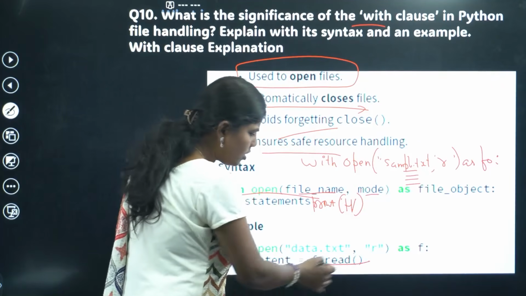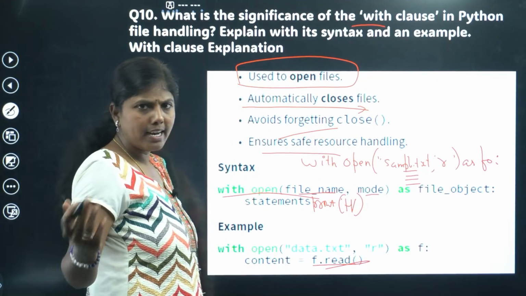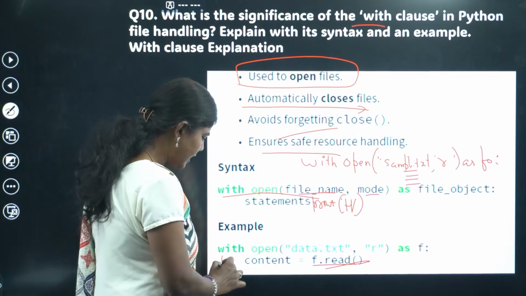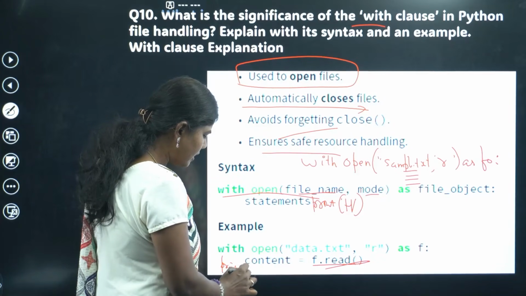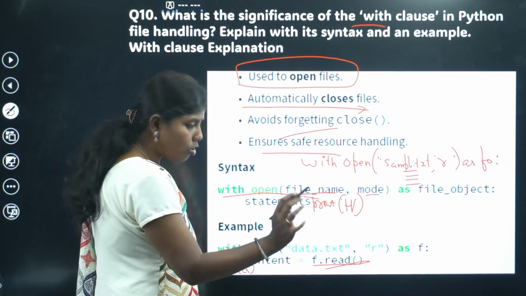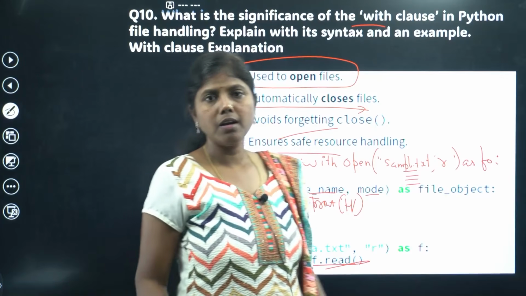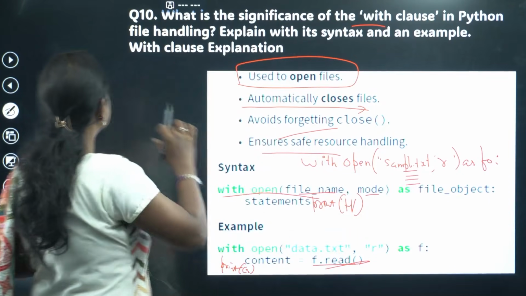So with open data.txt r as f. So this is going to read the entire file, and after that I just want to print the content out of it. Print content, and when it comes here, automatically the file will be closed. Clear? So we'll just go with the next slide.